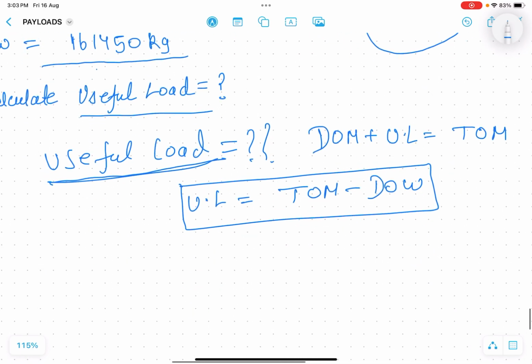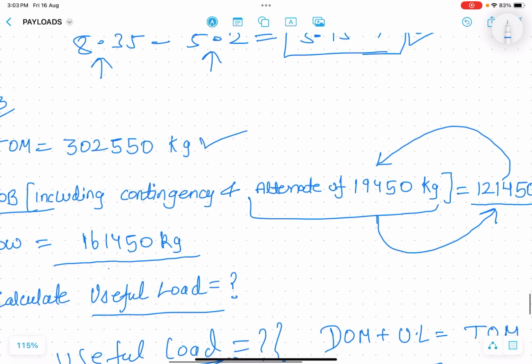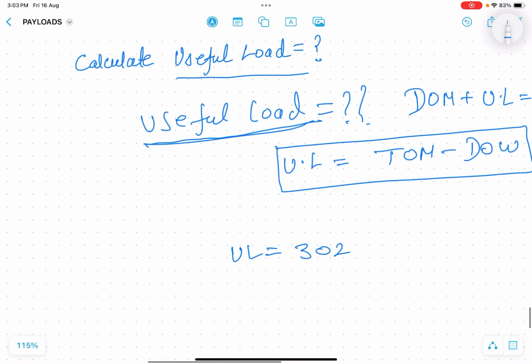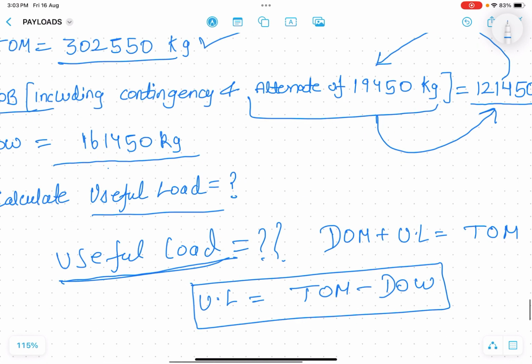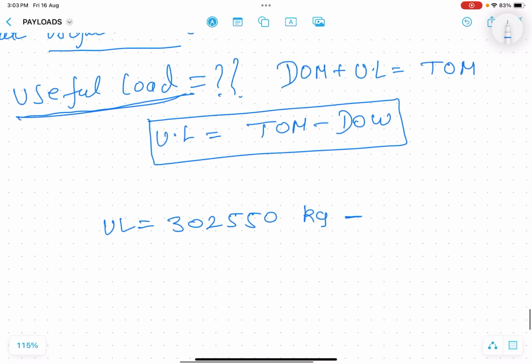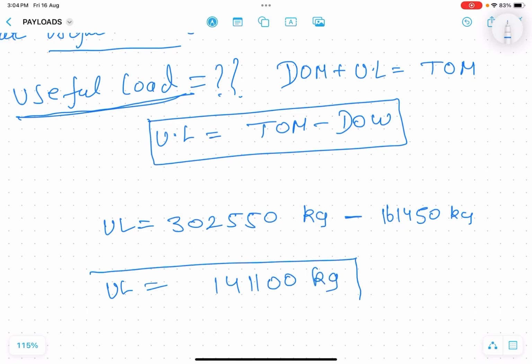So now just putting the values, useful load is equal to takeoff mass is 302,550 kilograms minus dry operating weight is 161450 kilograms. So useful load comes out to be 141100 kilograms. So it is the easiest kind of numericals you can get in DGCA exams.